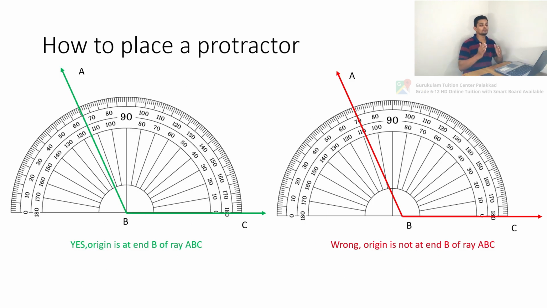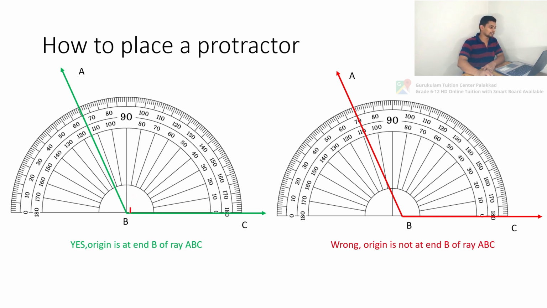Then how to place a protractor properly, that is the next thing. Whenever we are placing a protractor, the origin of the protractor should align with one end of the line or ray. So that is the concept of how to place a protractor.